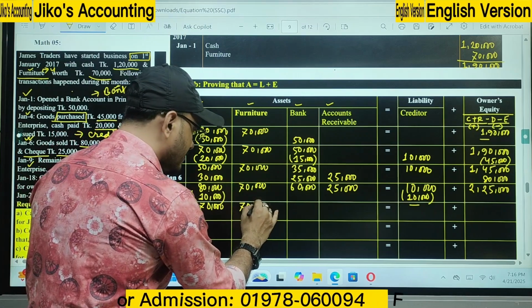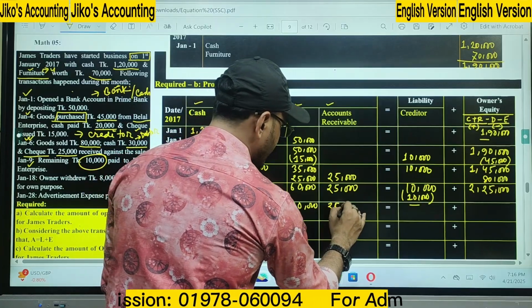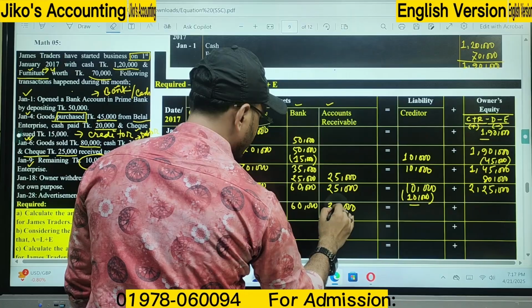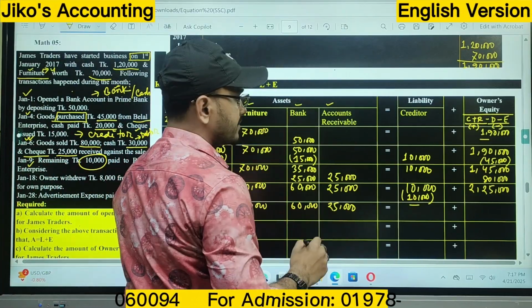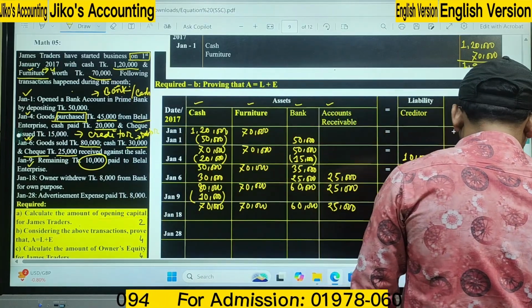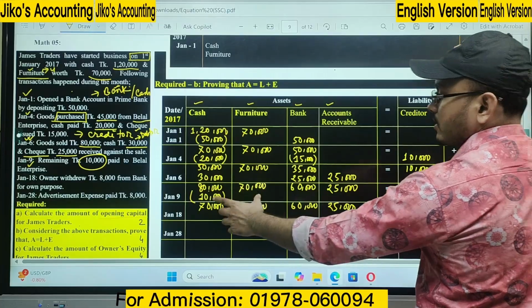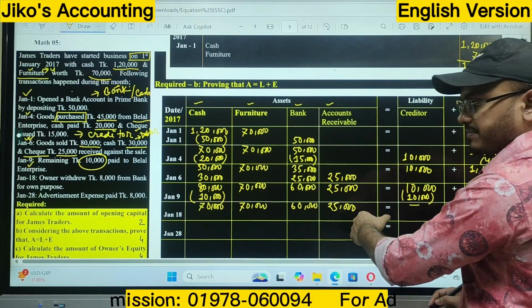Here is 70,000, then 60,000, then 25,000. Then here 25,000. There is no balance here, 2 lakh 25,000. Now again, it would be similar, 1 lakh 40, 2 lakh, how much? 2 lakh 25,000. Is it okay, sir?